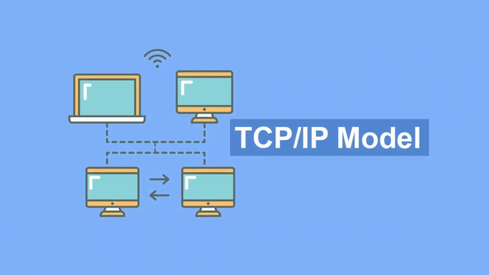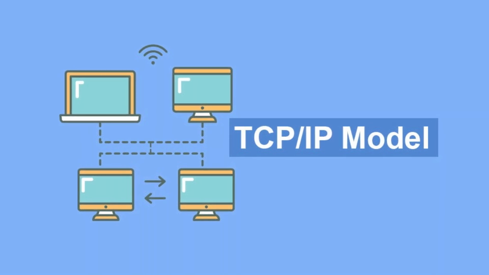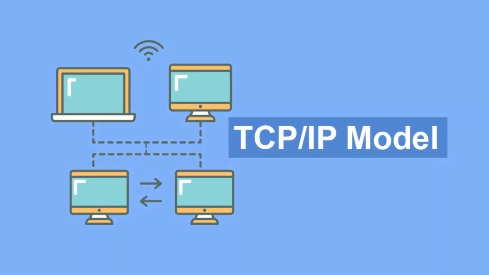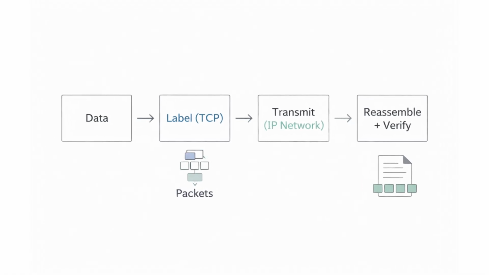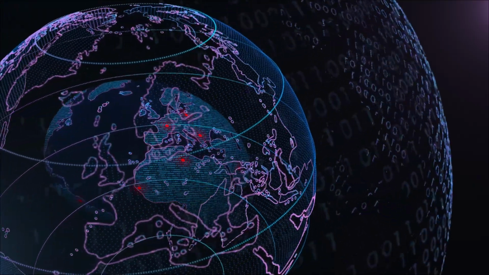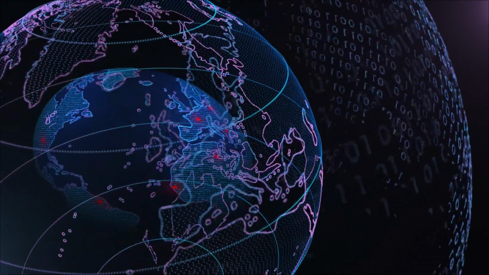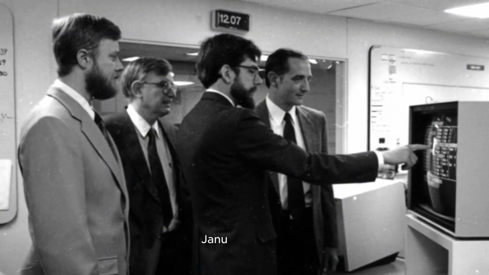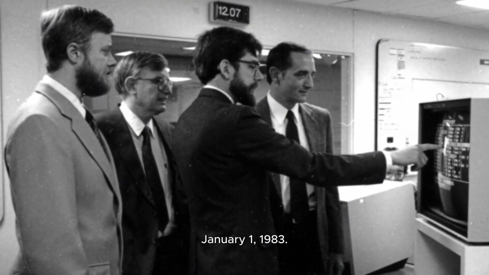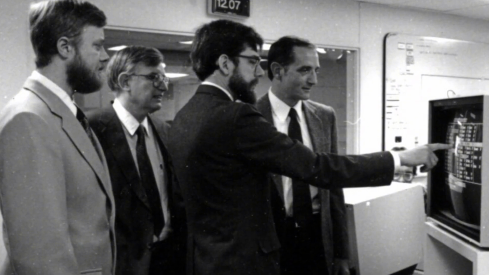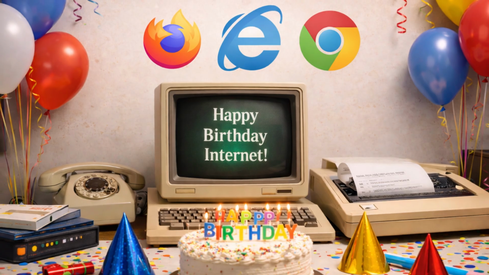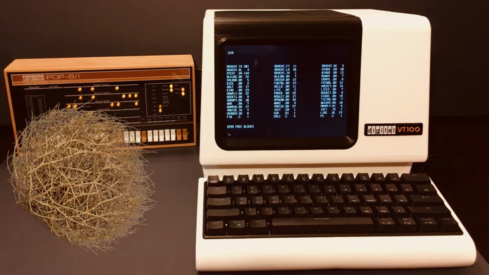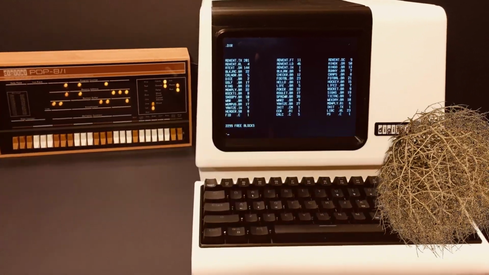Transmission Control Protocol, an Internet protocol, eventually shortened to TCP/IP, described how packets should be labeled, transmitted, verified, and reassembled. Any network using those rules could, at least in theory, connect with any other that did the same. On January 1st, 1983, ARPANET officially switched over to TCP/IP. Some people call that the Internet's birthday. The moment itself passed quietly, which feels appropriate.